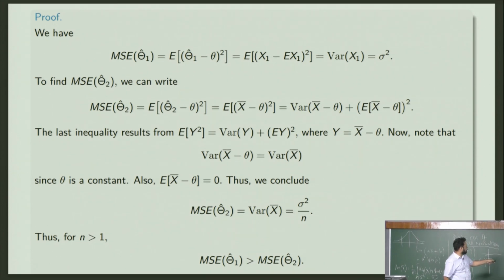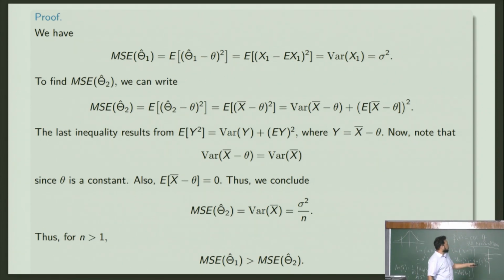It follows from expectation of y square is variance of y plus expectation of y whole square. In fact, we applied this directly here. You got that, right? In place of y, I see x bar minus theta. So this whole thing is like y. So just apply this: expectation of y square is variance of y, where x bar minus theta was our y, plus expectation of x bar minus theta, which was our y, whole square. So we just apply that formula here.